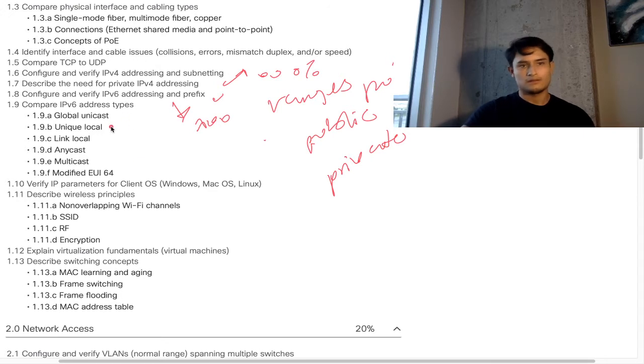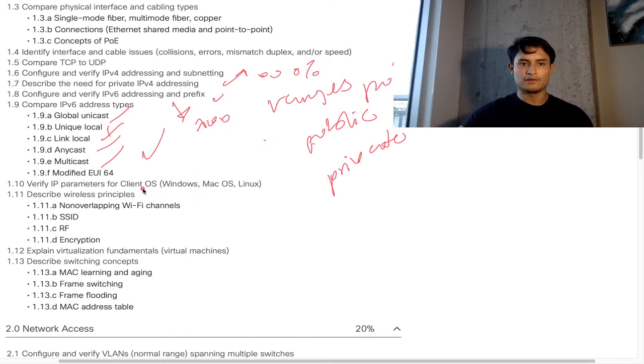Okay, that's what I'm saying. See, so link local, anycast, multicast, global unicast. What do these addresses look like? And what do they mean? When would you use this type of IP address? So very important. Now moving on.